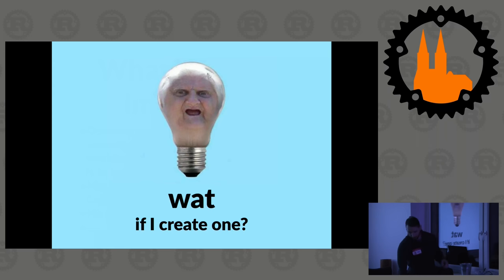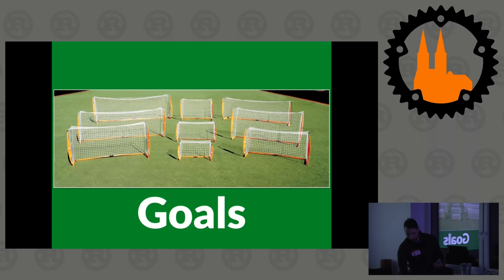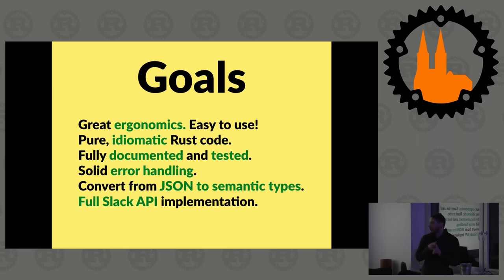Before we talk about how I did it, we need to talk about the most obvious thing in every talk: the goals. I don't know if you can read this, but what it says is great ergonomics. It should be easy to use. It should feel like a real Rust client, not something that you wrote for another language and ported. It should be idiomatic. It should be fully documented and tested.